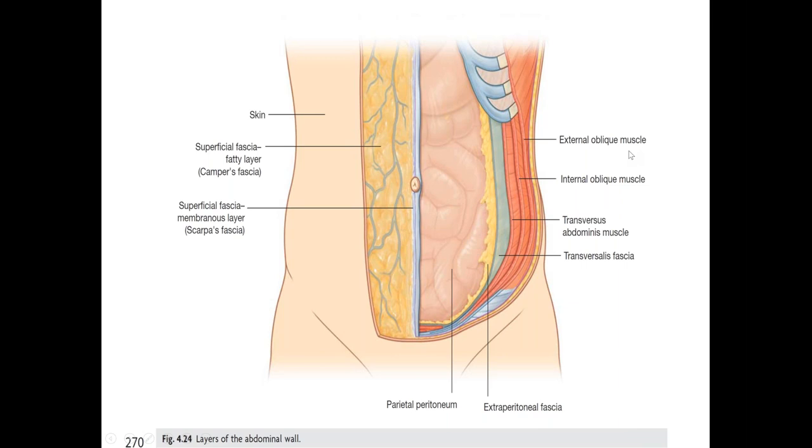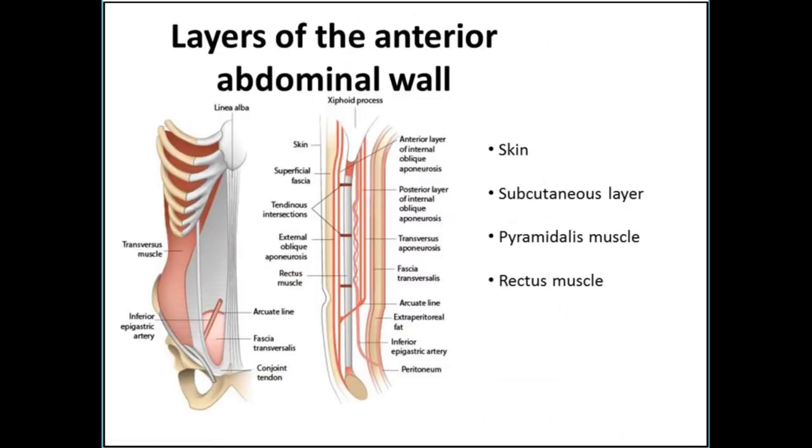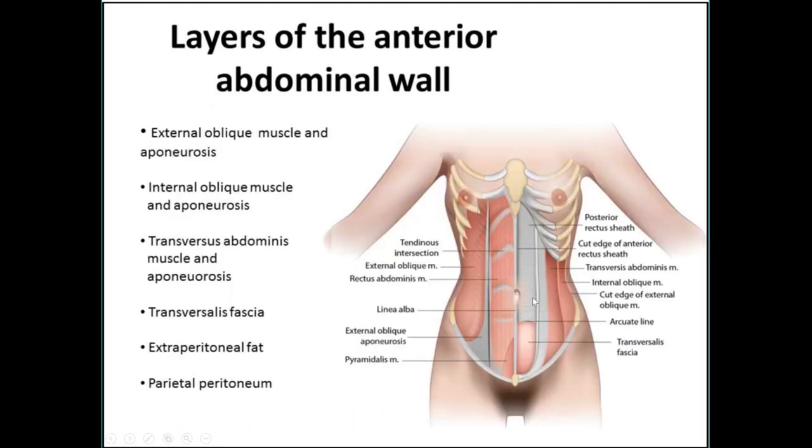External oblique muscle, internal oblique muscle, transversus abdominis muscle, and transversalis fascia. This is about the layers of the anterior abdominal wall. The picture also shows the layers starting from the skin, subcutaneous layers, pyramidalis muscle, and rectus muscle. This is also about the muscles of the anterior abdominal wall.